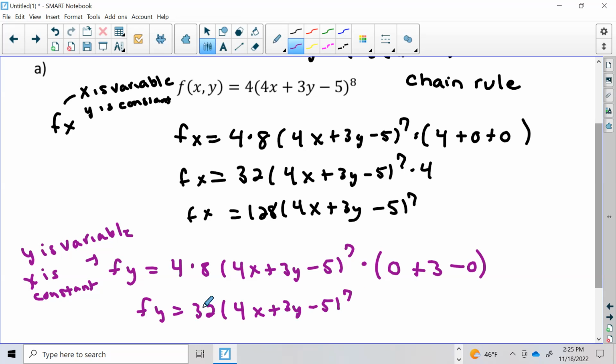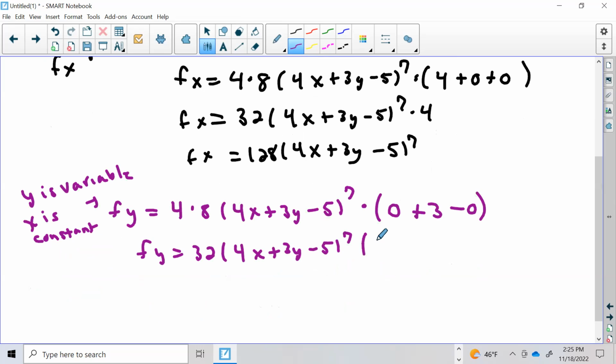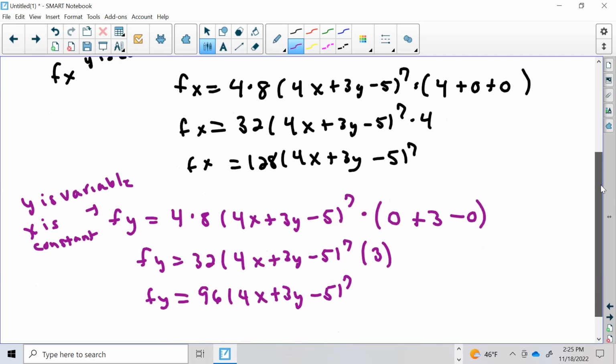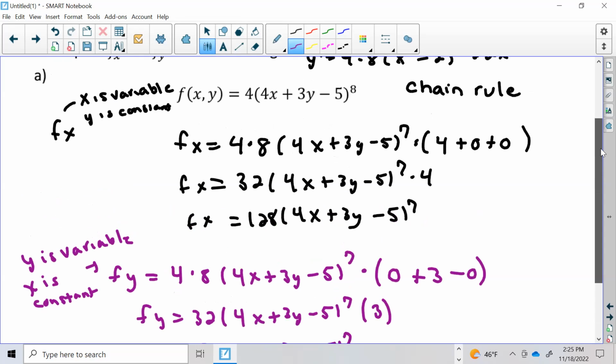Okay, and just a reminder, you cannot distribute this in because it has an exponent and order of operations. We always do exponents before multiplying. And then times 3, and then we can multiply our 32 times 3 because they don't have exponents. So we get 96, and then (4x plus 3y minus 5) to the 7th. So that's how we do this with the chain rule.